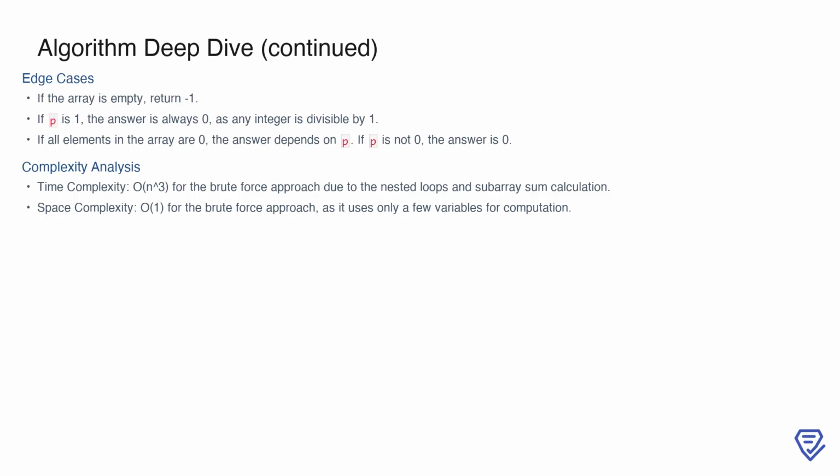In terms of complexity analysis, the brute force approach remains n cubed in time due to the nested loops and subarray sum calculation, while the space complexity is 1, as it only uses a few variables to store intermediate results. These observations highlight the importance of pursuing more efficient algorithms for larger inputs, as the brute force approach becomes impractical in such cases.